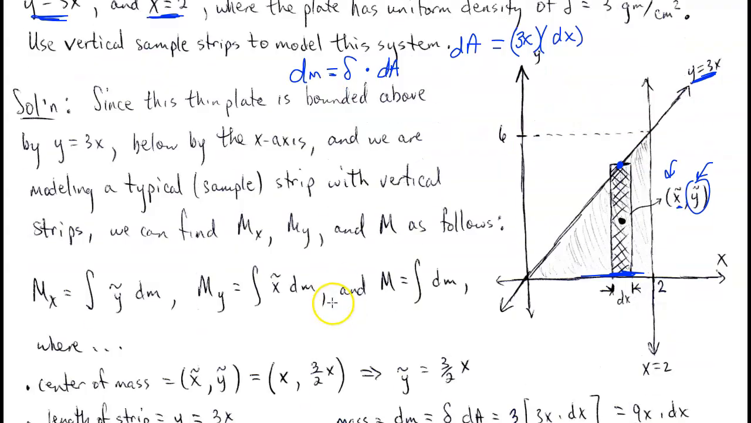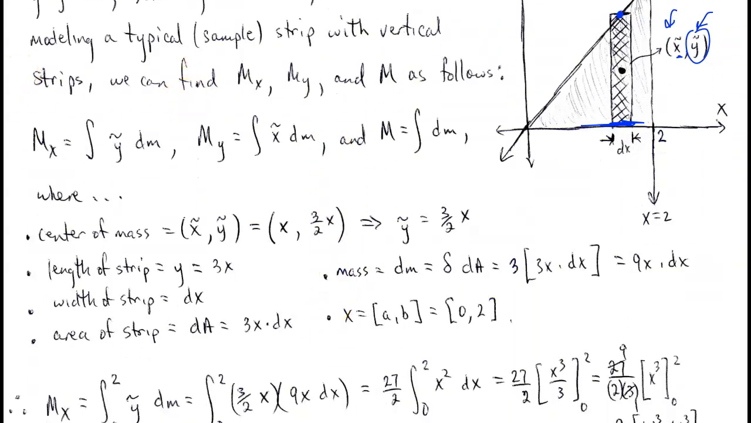Okay. And all that works here because we know that the moment about the x-axis is just going to be the integral of y tilde dm. The moment about the y-axis is going to be the integral of x tilde dm. And the system mass itself is just going to be the integral of dm. I've purposely not put the limits of integration on there yet because we will deal with that when it's time to actually do it. But here, since we're doing vertical strips, it will be from 0 to 2.